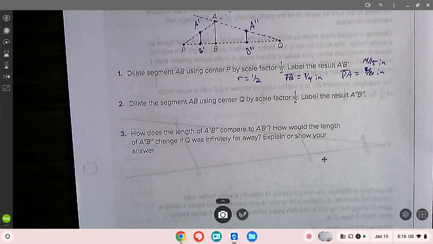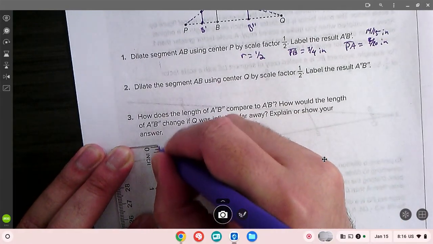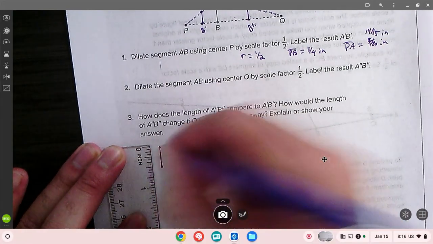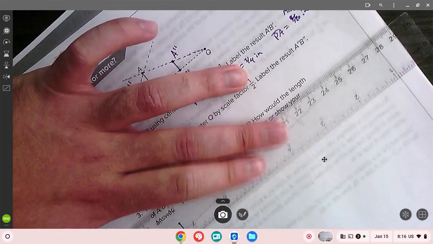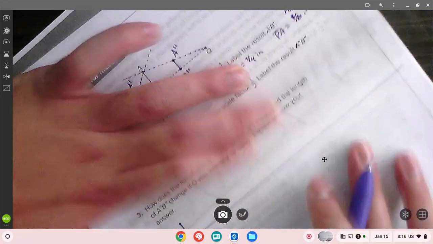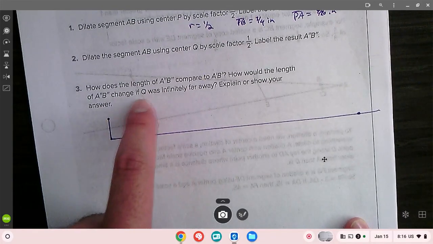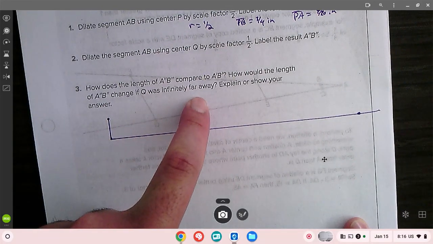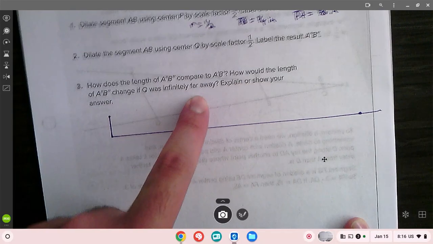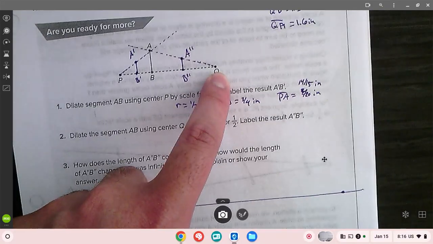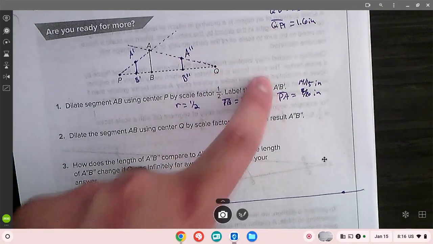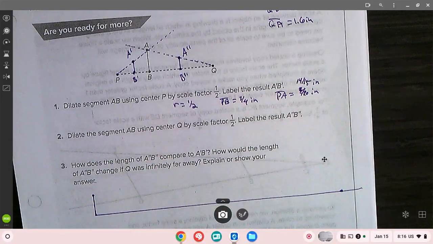Okay. Yeah. So let's try to see if we could draw a picture. I'm going to draw my original AB right here, right? If I draw this all the way down straight, and I put a Q over here, can't you not extend it? It's not going to work. That's what the question asks. So what if Q was infinitely far away? Our center is Q for this second question. So we're asking now, what happens if we put it further away? And that's what we're looking at the moment.